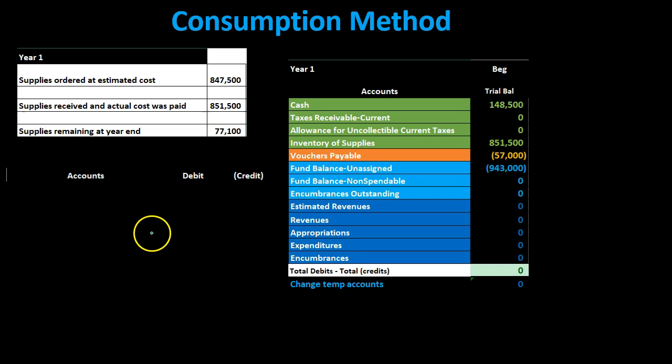Next transaction, we're going to say that there's supplies remaining at the end of the time period, 77,100. And now what we're going to do, this would be what we would think of as an adjusting entry normally for accrual accounting. It's going to be slightly different than the adjusting entry here. We're going to take this supplies account, we're going to mark it down to the physical count. We assume then that that's going to be the amount that we used. So we then expense that item.